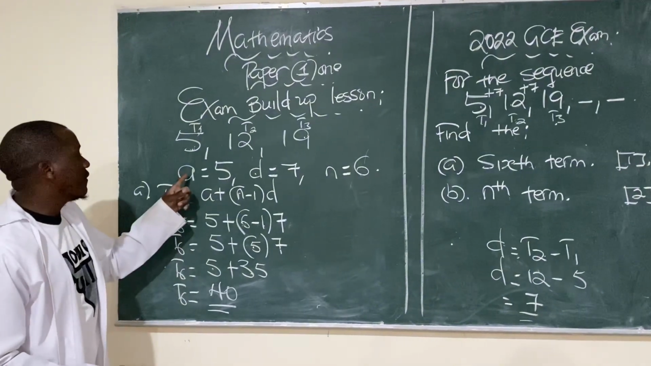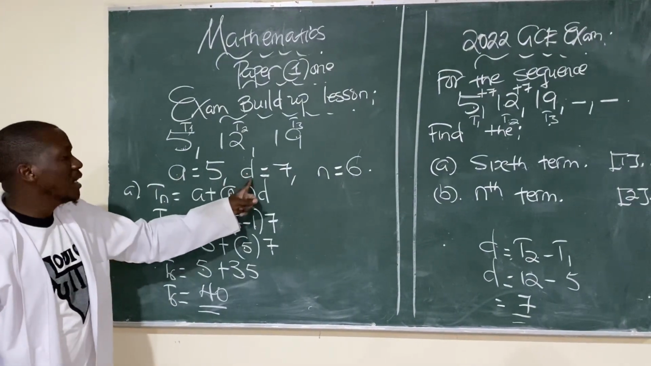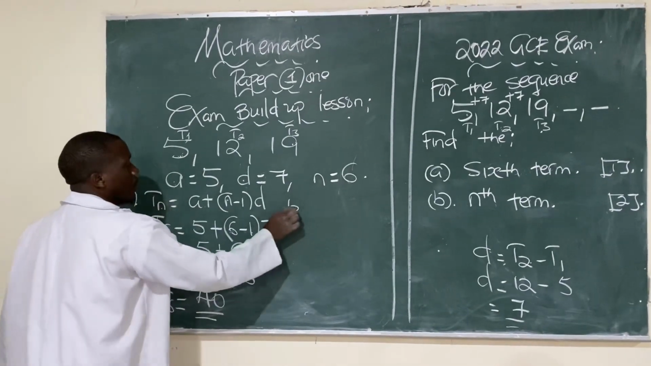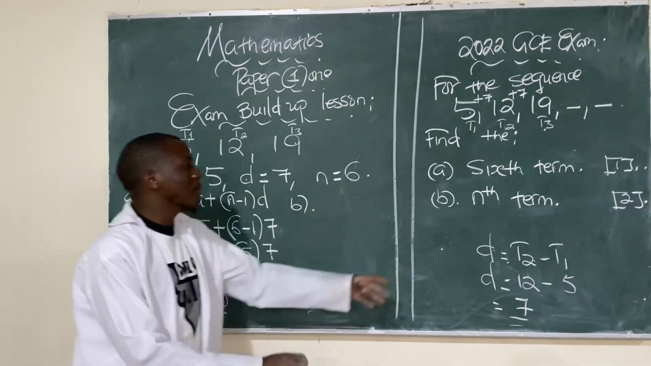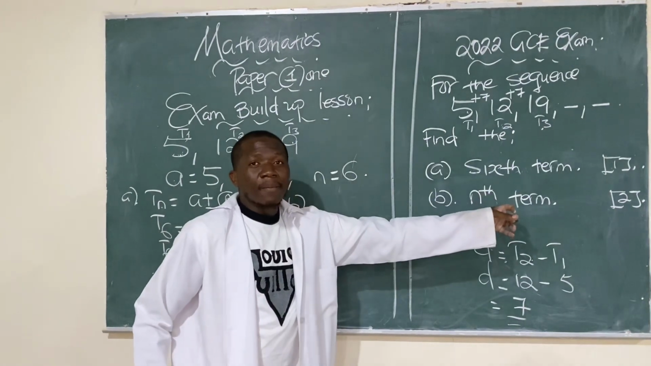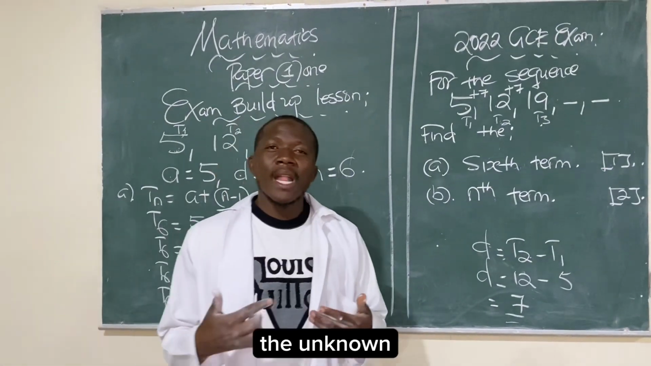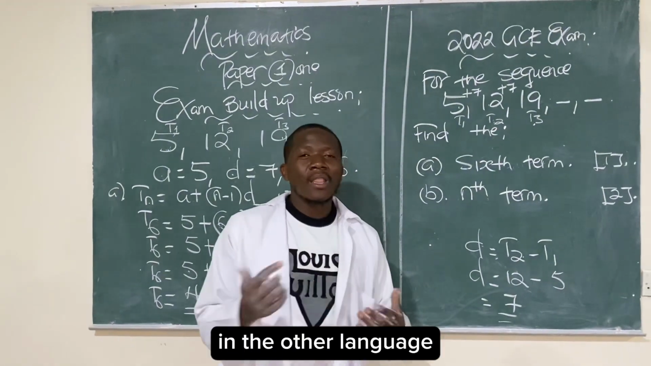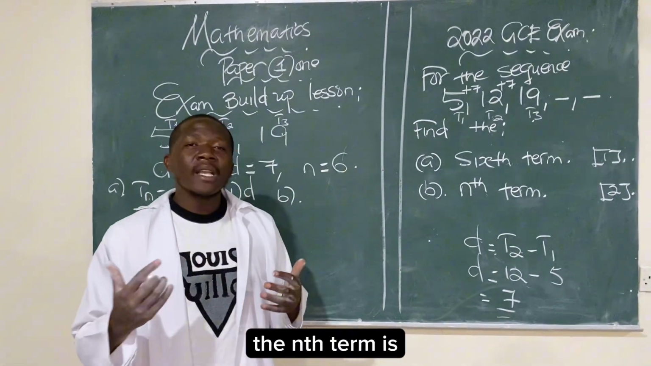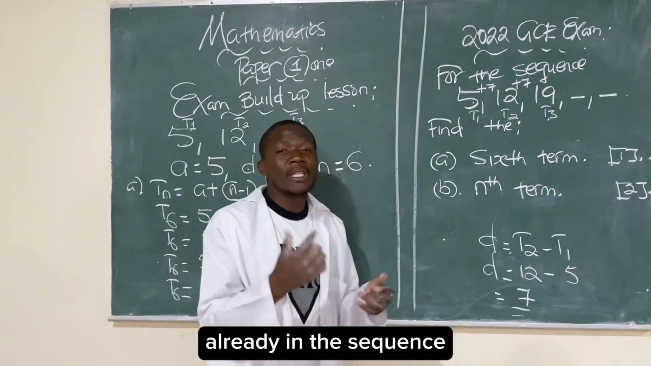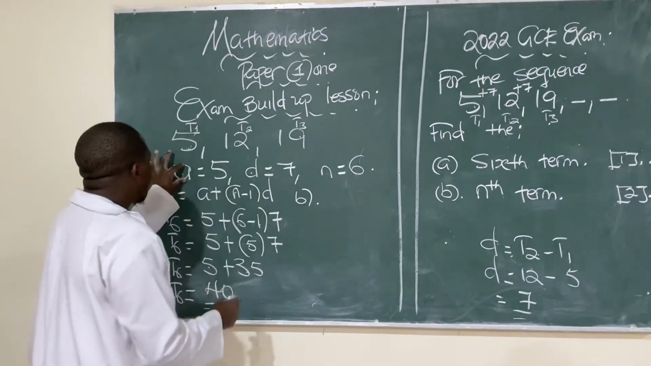Make sure that you identify your A, you identify your D, you also identify the exact position. Then on B we are trying to find the nth term. The nth term in this case is the number that lies on the unknown position. Rather, in other words, the nth term is just the formula that brings about the existing numbers already in the sequence.